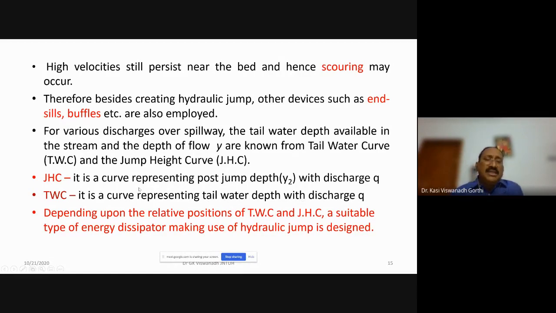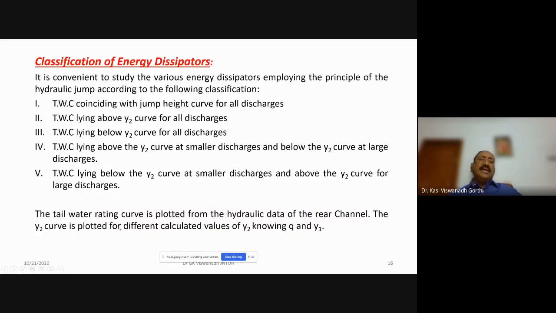Similarly, JHC is a curve representing the post jump depth y2 with the discharge. So you have y1, the initial depth, y2, the sequent depth, followed by the depth of flow in the tailwater, normal depth, subcritical depth. So depending on the relative position of the tailwater curve as well as the jump height curve, the TWC and JHC, a suitable type of energy dissipator making use of the hydraulic jump is designed.